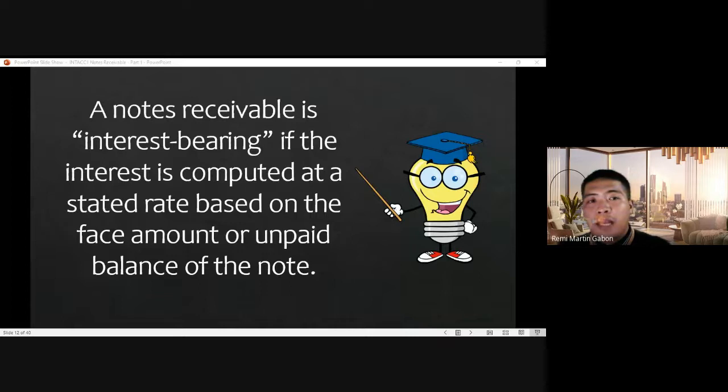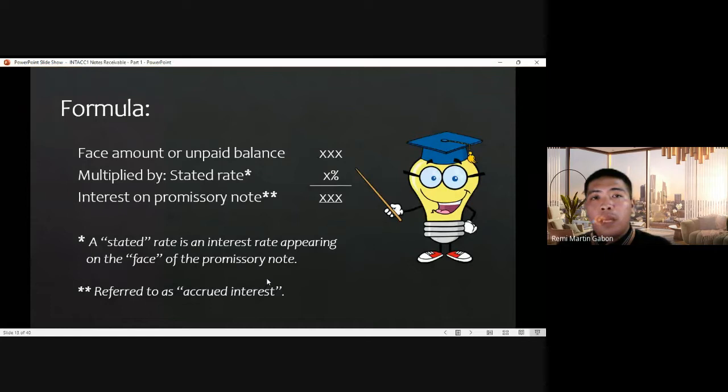So it is interest bearing if interest is computed based on the stated rate multiplied to the face amount or unpaid balance of the note. So the formula for the computation of the interest is the face amount or unpaid balance, another term for which is the principal amount, multiplied by the stated rate, or the rate that is present on the face of the promissory note. Then the result will be the interest on promissory note.